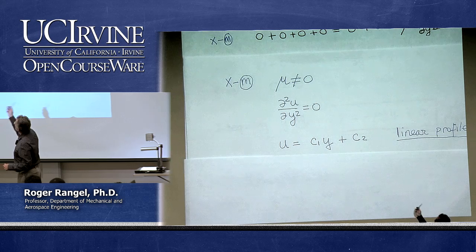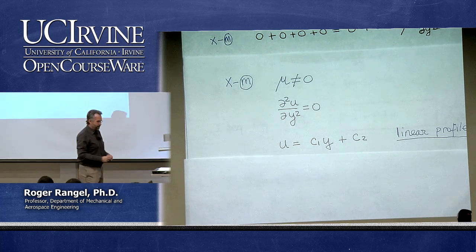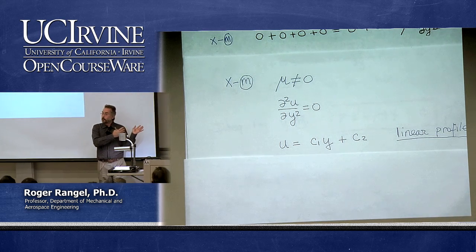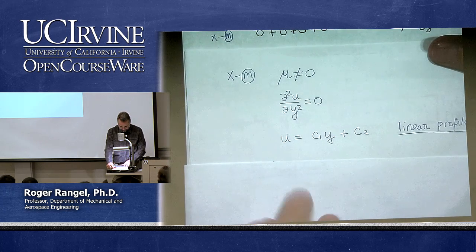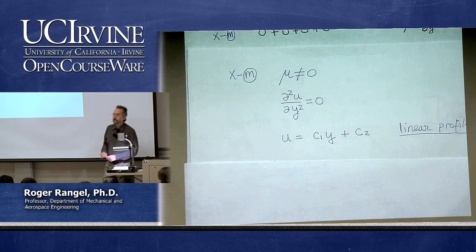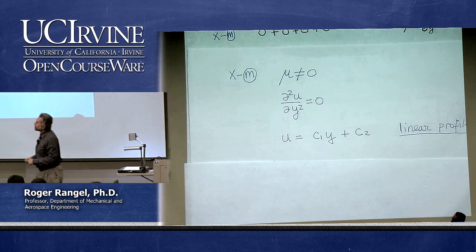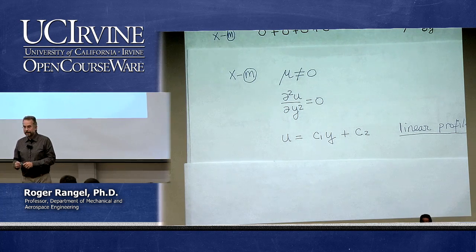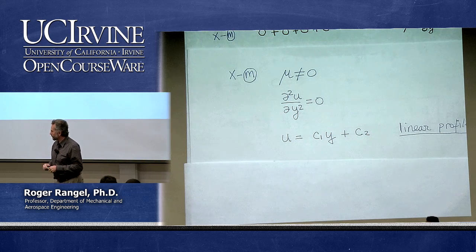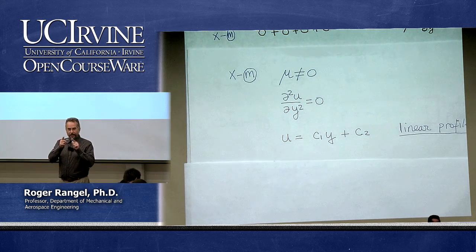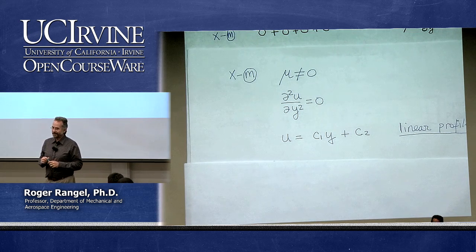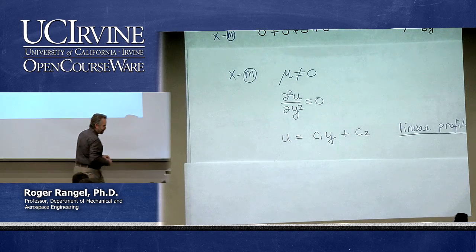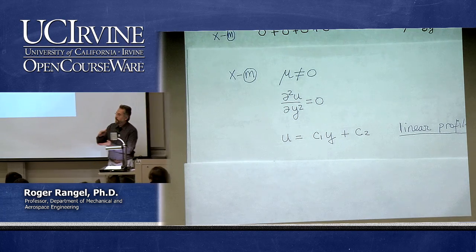So if I integrate it twice, I get a linear profile, which is what we had assumed when we looked at this problem a long time ago. How do I find these constants C1 and C2? There are no initial conditions because the problem is steady. Initial refers to time. So no initial conditions. Boundary conditions is the right name. I have conditions at the boundary.